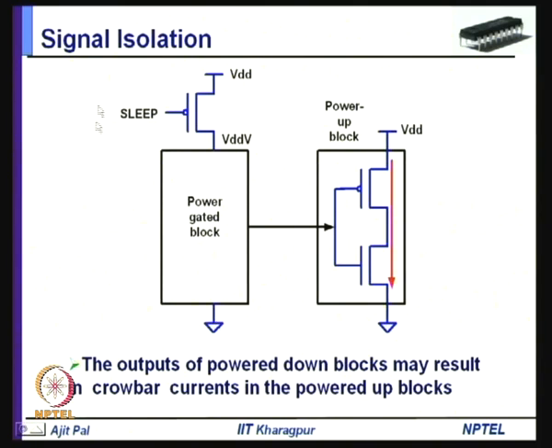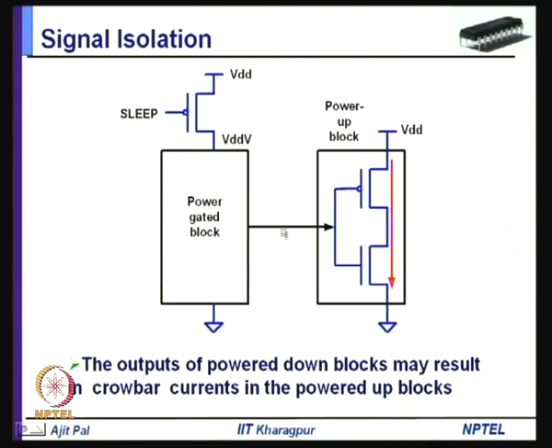Now, coming to a very important issue, that is known as signal isolation. What do you really mean by signal isolation? To illustrate the need for signal isolation, let us consider a power gated block. The power gating is done with the help of a sleep transistor header switch, which is connected here. So, here is your virtual VDD. Now, as I mentioned, whenever you turn this switch off, this voltage is supposed to go to the ground level.